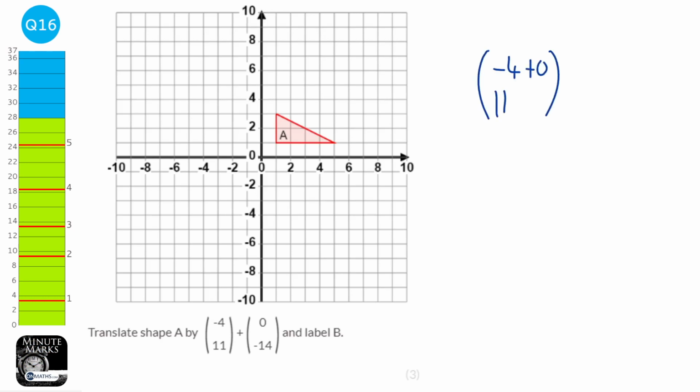And then we're going to add the bottoms. So it's plus minus 14. And so at the top it would be minus 4. And 11 take away 14 is minus 3.